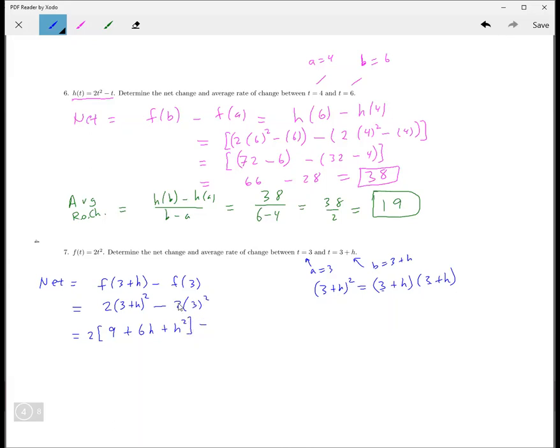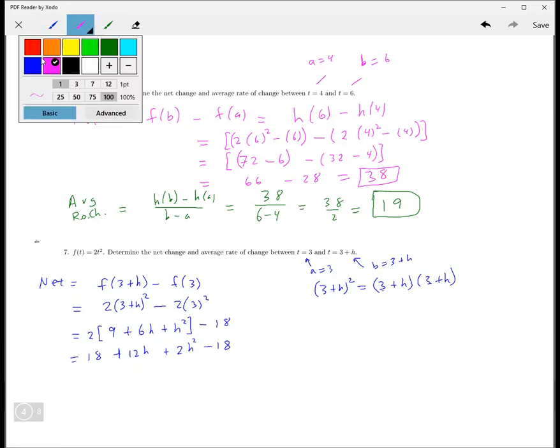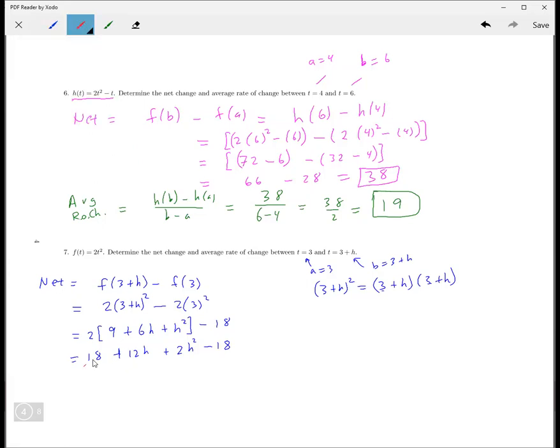And then this is 9 times 2, that's 18. Okay, distributing the 2, you get 18 plus 12h plus 2h squared. That's distributing a 2 to each of these terms here. Okay, this is my favorite part, and that is that these 18s cancel with each other. So the net rate of change is going to be 12h plus 2h squared.